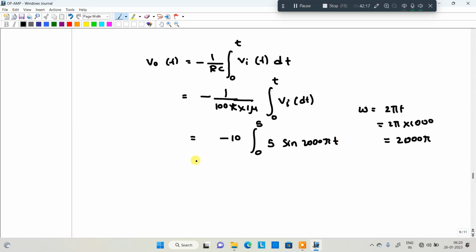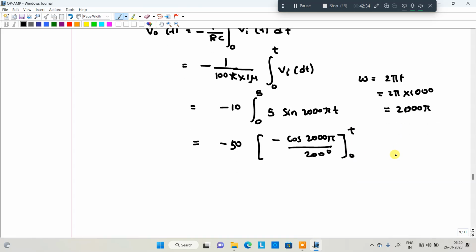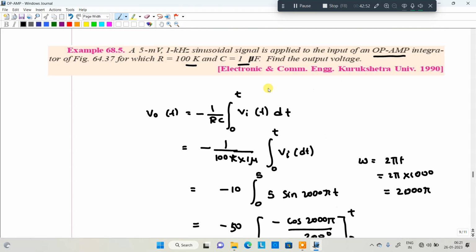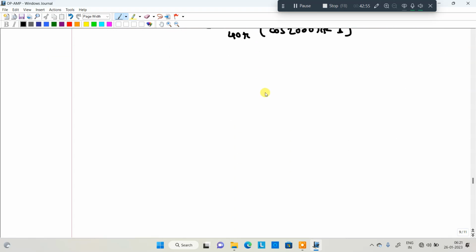After we apply the integration here, minus 50, with the 5 outside, integration of sine gives minus cos 2000 pi t by 2000, with limits 0 to t. After applying the limits, you will get 1 by 40 pi into cos 2000 pi t minus 1. This is the output. Okay, next we are moving to the differentiator.